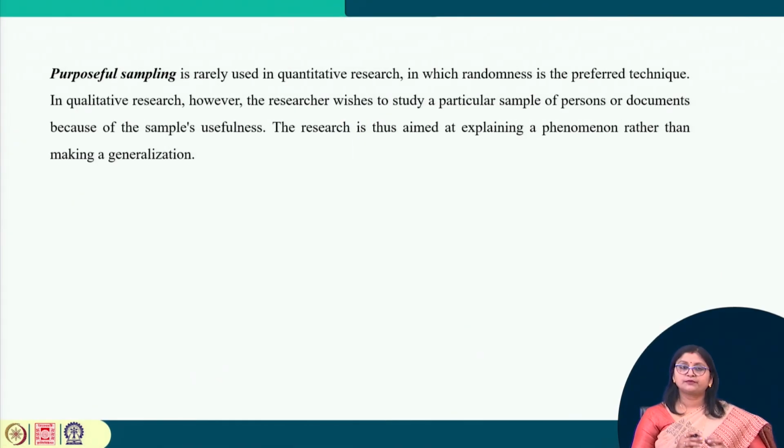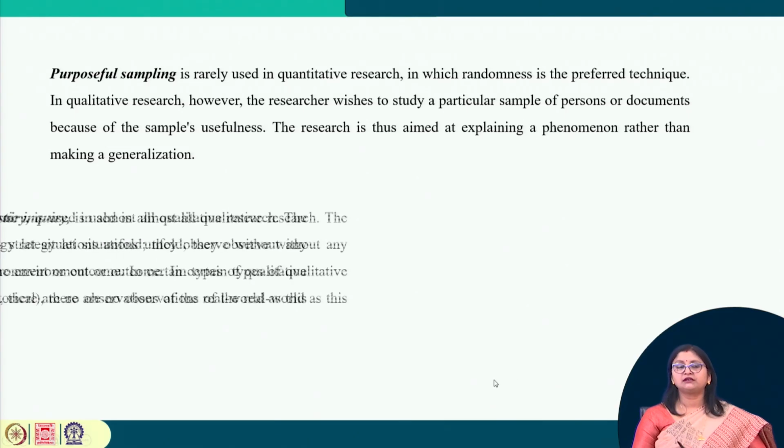Another aspect is purposeful sampling, or purposive sampling. It is rarely used in quantitative research, in which randomness is the preferred technique. In qualitative research, however, the researcher wishes to study a particular sample of persons or documents because of the sample's usefulness. If it is useful for me, I will accept it as a sample. The researcher is thus aimed at explaining the phenomena rather than making a generalization.